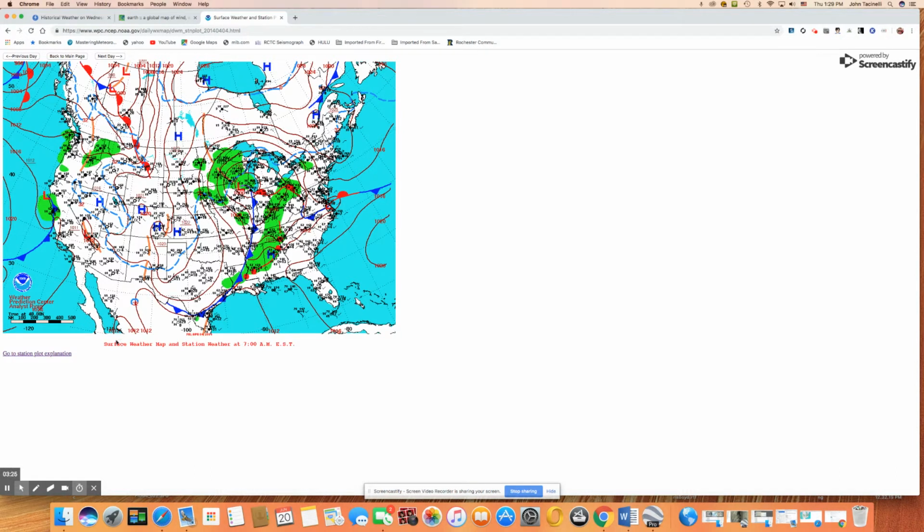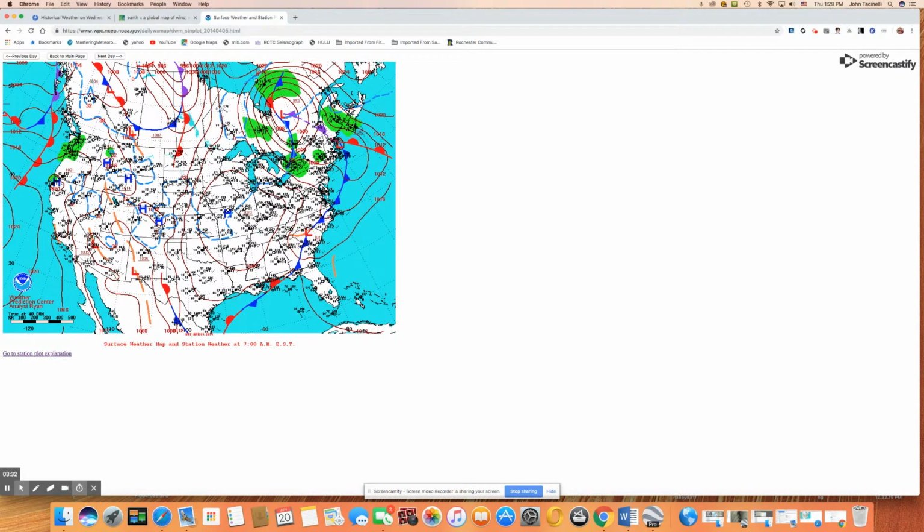Okay, let's see what happens as we move on to the next day. So here we go, and now the low has moved all the way up into Canada. And you can see the warm front is still over here, now out over the ocean. The cold front is running here along the east coast.